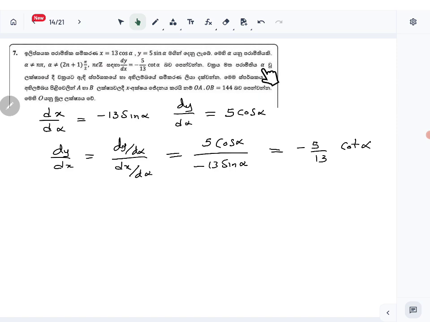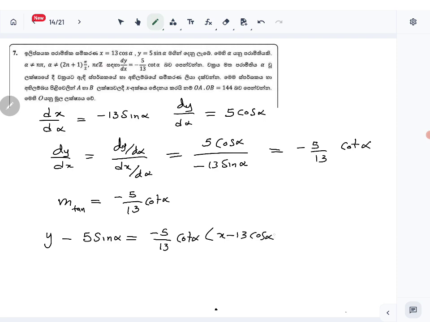So the point is at alpha, so then the gradient is given by dy over dx, no? That is the gradient of the tangent line. M tangent is what? Minus 5 over 13 cot alpha. And the point is this, x value is this, y value is this. So then we can write the equation of the tangent. Y minus 5 sine alpha equals minus 5 over 13 cot alpha times x minus 13 cos alpha. So that is the equation of the tangent.